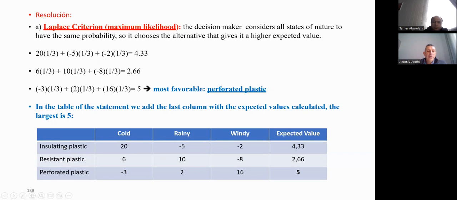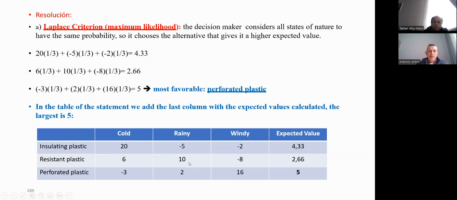However, insulated plastic is not good in rain. Rain is not working very well, so the expectations are a disaster: minus 5,000 euros. In terms of windy, not too bad, but I have losses as well, minus 2,000 euros.